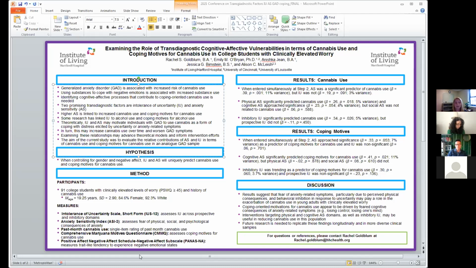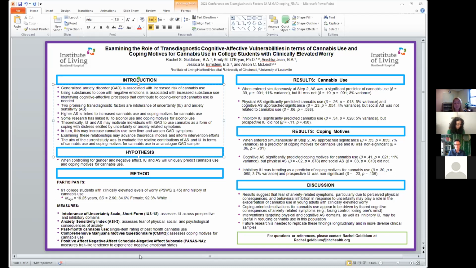So the results suggested that the fear of anxiety-related symptoms, particularly due to perceived physical consequences and behavioral inhibition in response to uncertainty, may play a role in increasing cannabis use in young adults with clinically elevated worry. Coping motives for cannabis use appear to be driven by feared cognitive consequences of anxiety-related symptoms, which makes sense given that GAD symptoms are largely cognitive in nature.